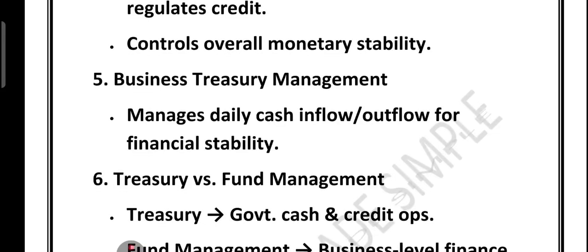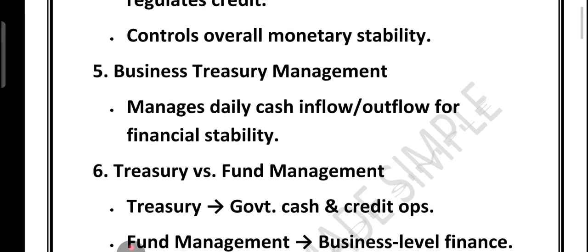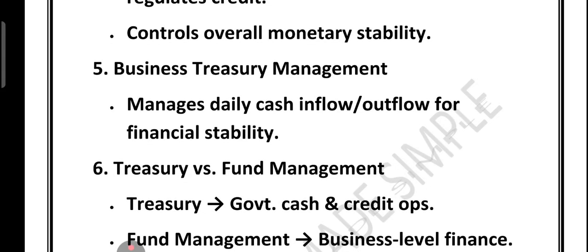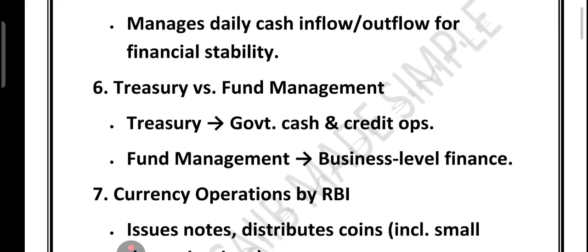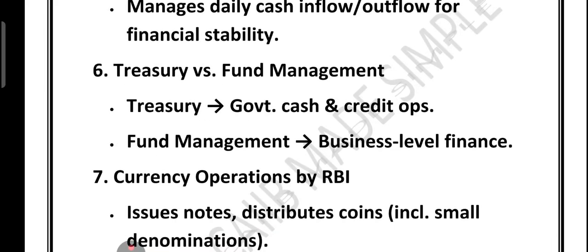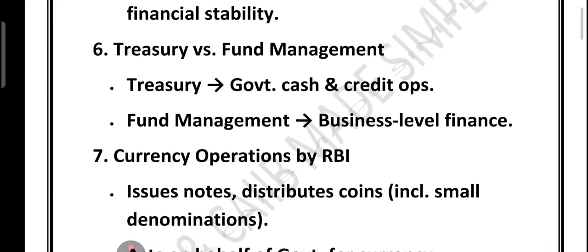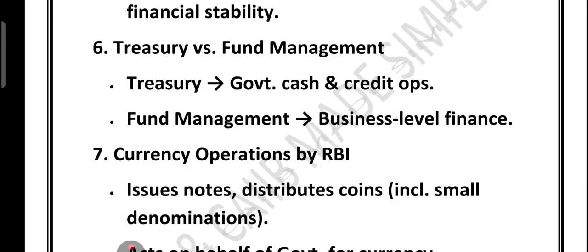Now friends, in the corporate world, treasury management focuses on maintaining the daily cash flow. It manages inflow and outflow of money to ensure financial stability and smooth business operation. So here is the quick difference. Treasury management deals with government level cash and credit operation. Fund management, on the other hand, is about business level finance, how companies handle their funds.